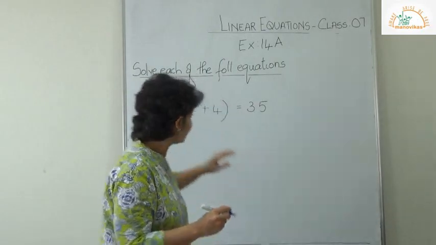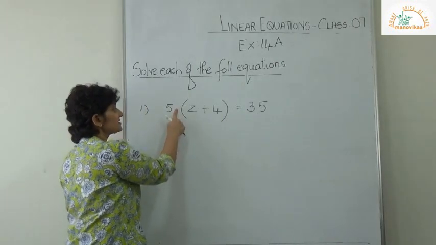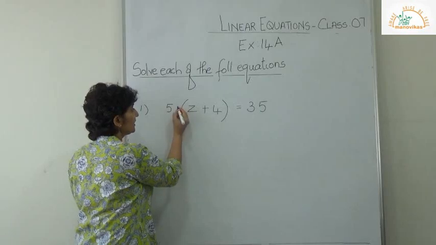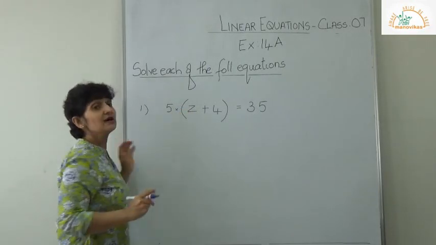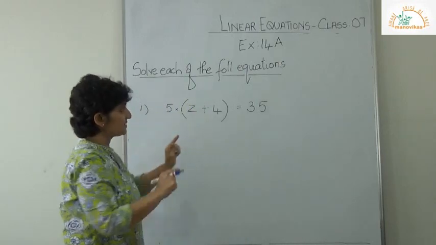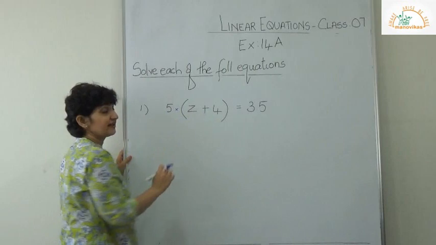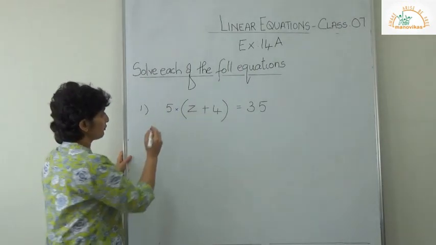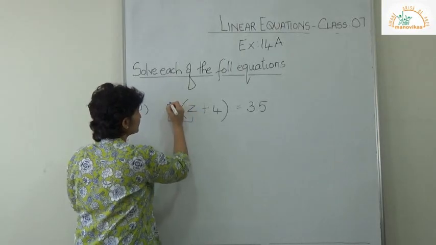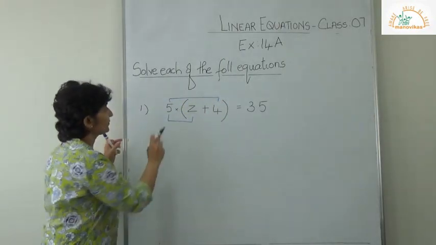Now, when I have 5 within the bracket z plus 4, there is nothing here, children. So what does it mean? When there is nothing here, it means you have to multiply. So it is 5 into (z plus 4) is equal to 35. Now this is the distributive property. I do this into this plus this into this. So now let's rewrite it.